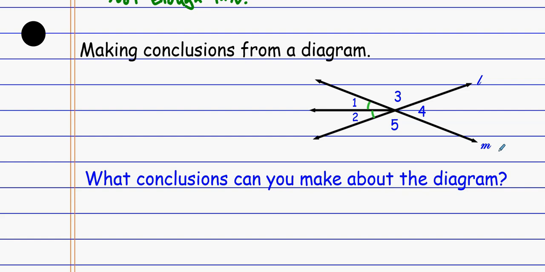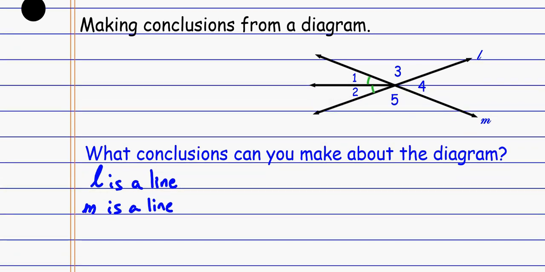So we can start rattling off some of this stuff. The first thing I would point out is that I've got two lines, so that's helpful information. L is a line because it's labeled as a line. I could also say that M is a line because, again, it's labeled as a line. The other thing that's labeled here is that angle 1 is congruent to angle 2. And I only know that because the picture says so.